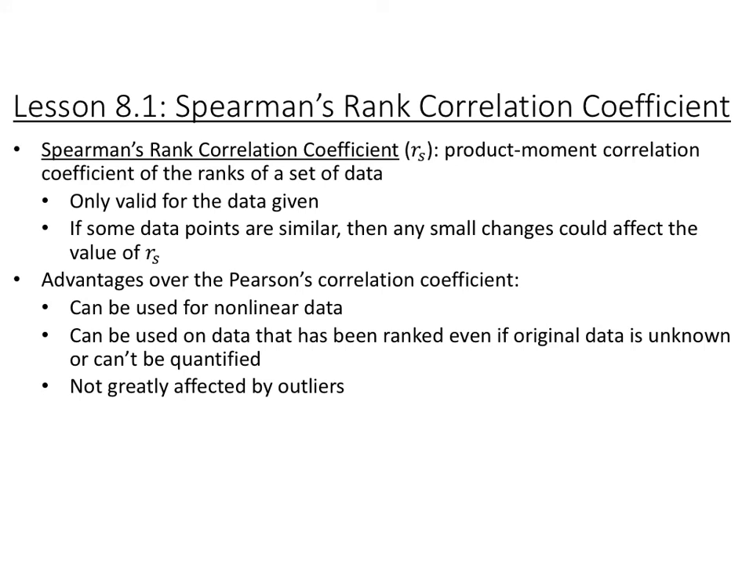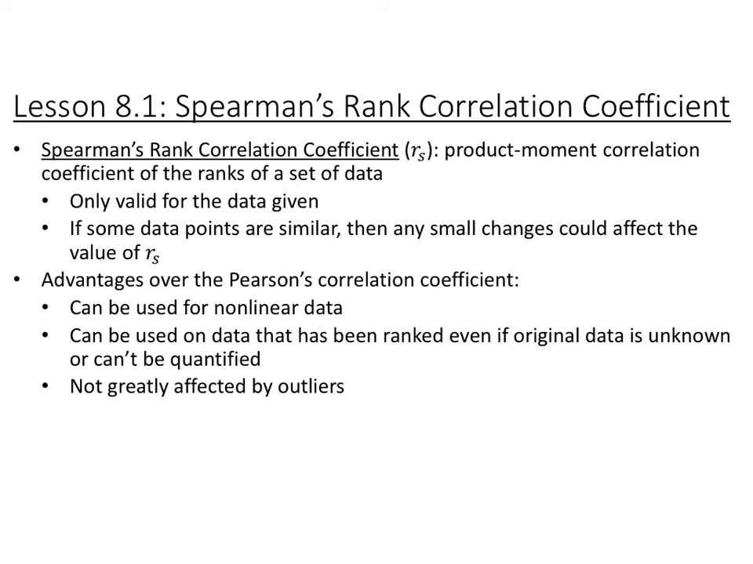Here are a few last minute details about Spearman's rank correlation coefficient, specifically in connection to Pearson's product moment correlation coefficient. Remember, we use this subscript S to represent Spearman's rank correlation coefficient. Without it, it would be Pearson's. It's only valid for the data that's given. So unlike Pearson's product moment correlation coefficient, where you can usually create a linear regression and do some interpolation or predict other data, it only works for the data that you're actually given. You can't use it to make predictions on unknown data.